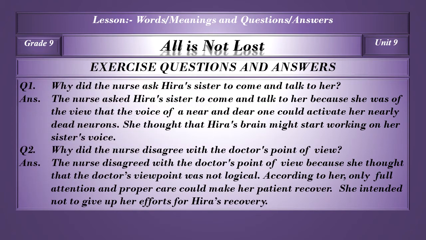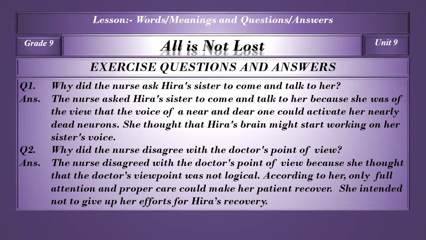Now we come towards exercise questions and their answers. Question number 1. Why did the nurse ask Hera's sister to come and talk to her? Answer. The nurse asked Hera's sister to come and talk to her because she was of the view that the voice of a near and dear one could activate her nearly dead neurons. She thought that Hera's brain might start working on her sister's voice.